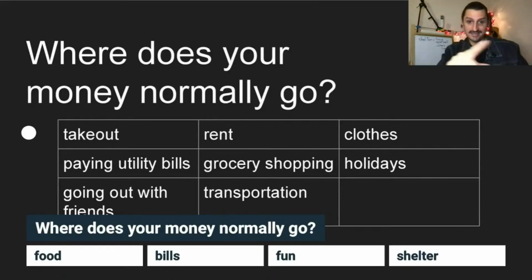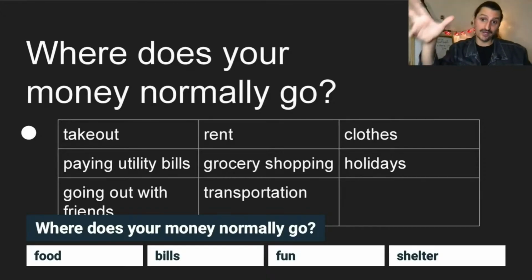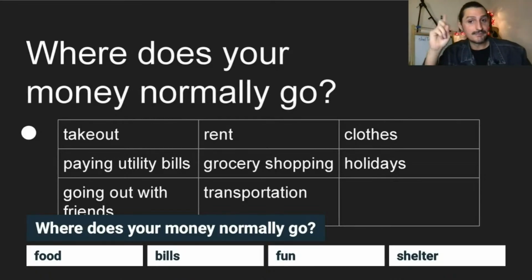So takeout is when you go to a restaurant and you eat the food at home. You don't eat it in the restaurant. So in Britain, they say takeaway. Takeaway, in America, we say takeout. Or clothes, we talked about that.